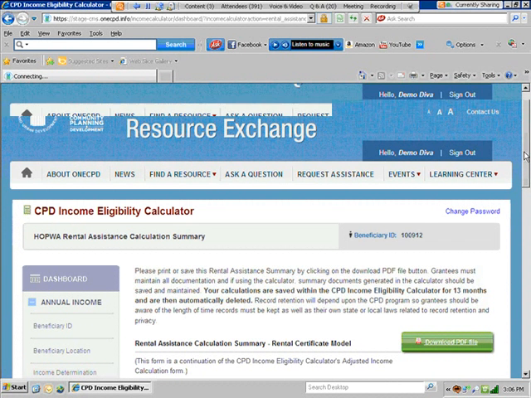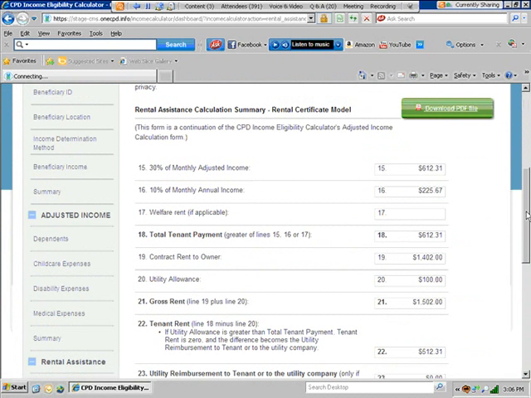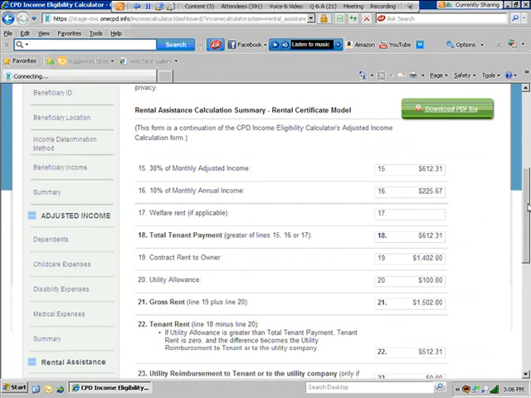And then here is what the rental certificate model looks like. You can, again, download it to the PDF. So we start out with 30% of the monthly adjusted income. And in this case, it compares it. The certificate model is always going to be the greater of 30%, 10% of monthly gross income, or a welfare rent if it was applicable. That's the way the certificate model works. So this does the math for you. And the greater amount is the 612.31 here.